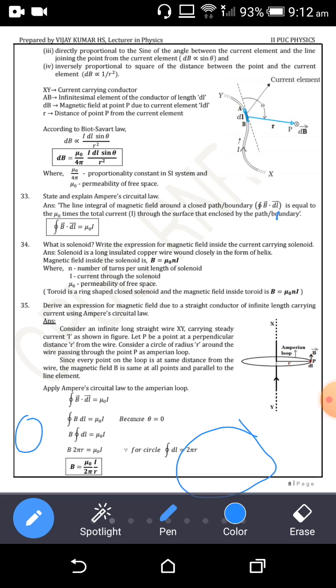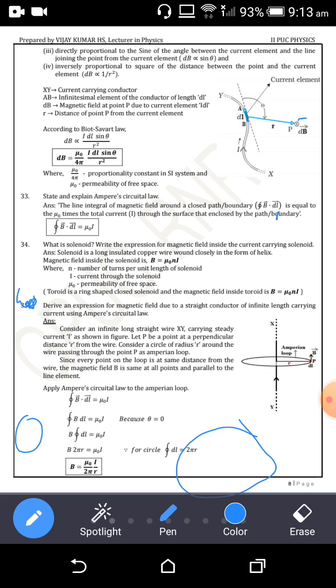As you go away from the conductor, suppose the point I have taken here, instead of this, I take it at this point. Obviously the distance is more, so the magnetic field varies inversely with the distance. As you go far from the conductor, the magnetic field also decreases. How does it decrease? By 1 by r square, the inverse square law.